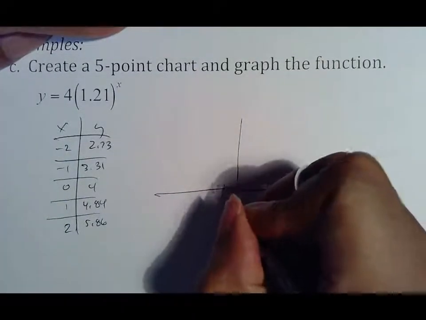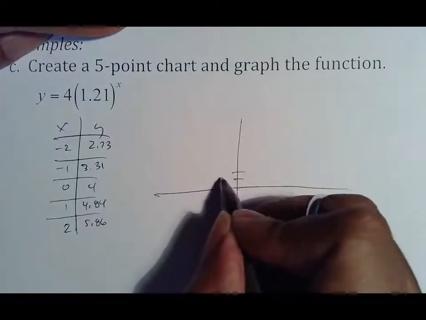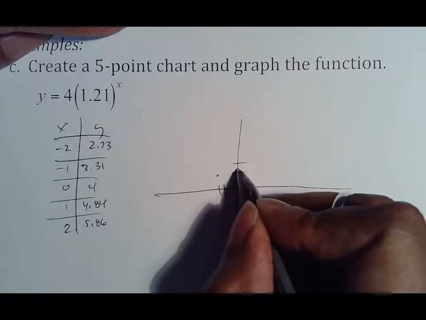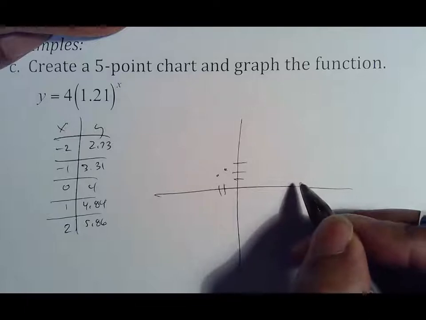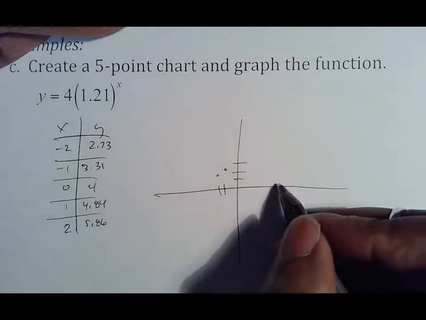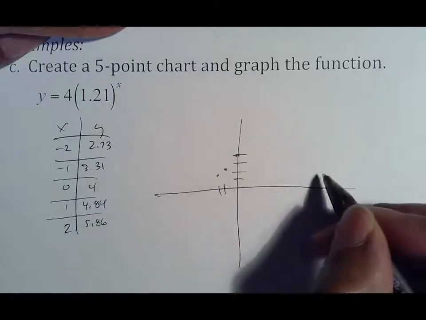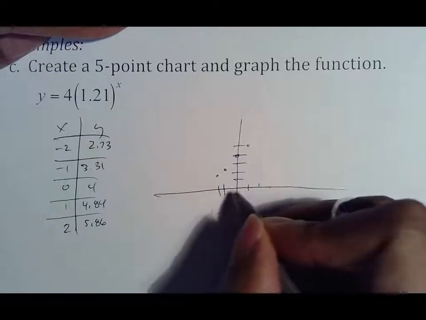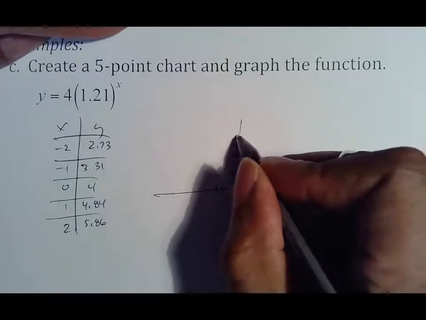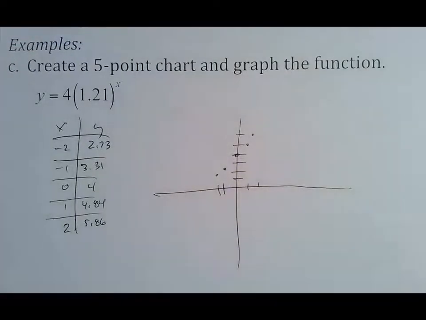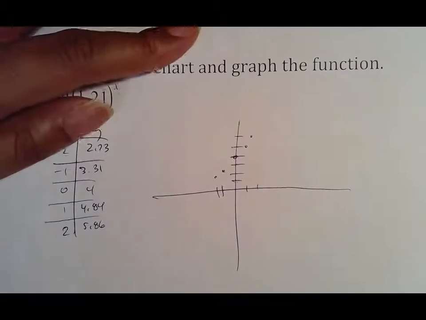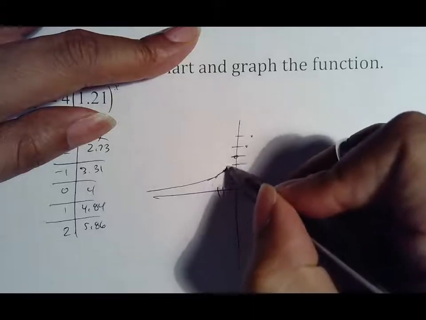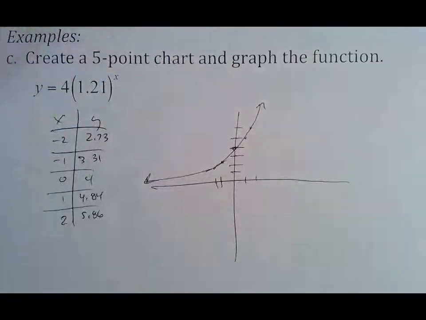When plotting this, -2 is 2.73, so 2.73 is pretty close to 3. -1 is 3.31, so 3.31 would be slightly higher than 3, but again, not hitting 0.5. You don't have to be perfect, you just have to have an idea. 0 is at 4. 1 is at 4.84, which is pretty close to 5, so it'd be somewhere around here. And 2 is at 5 point something, 1, 2, 3, 4, 5.86, which is pretty close to 6. Now again, if you can't look at those and recognize the airplane's taking off, there's an issue. So you would just draw your best representation of a line going through here. There you go.